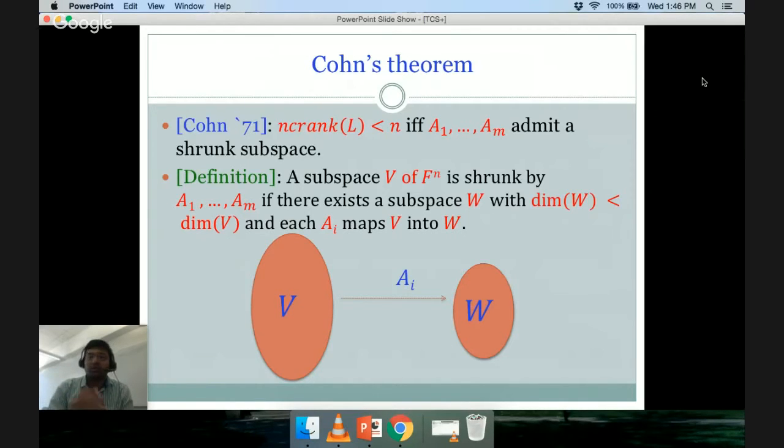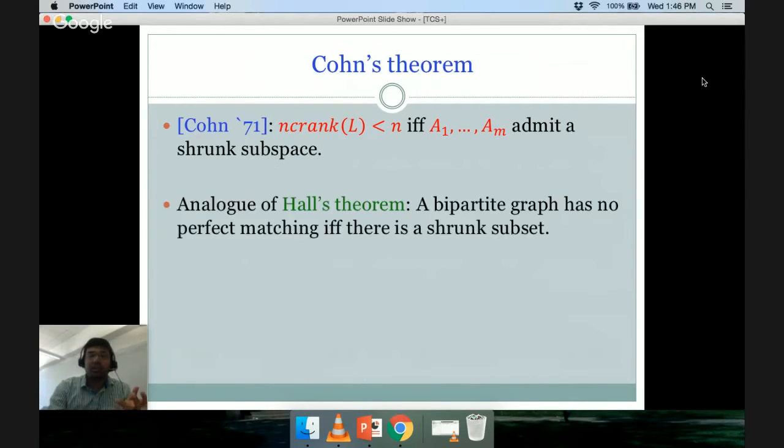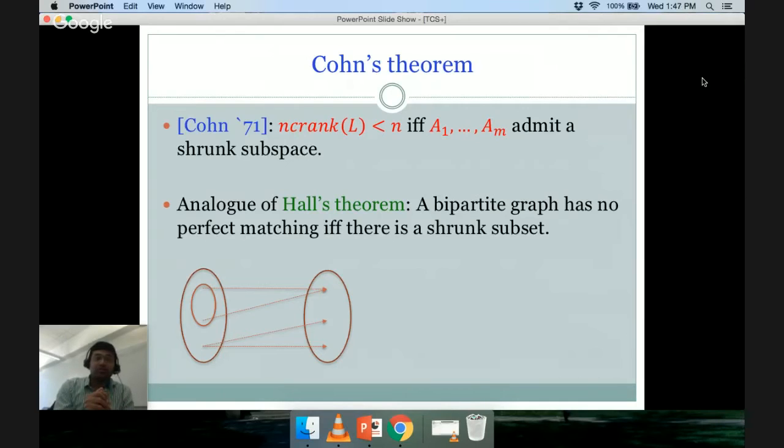This is really an analog of Hall's theorem for bipartite matching. What Hall's theorem says is that a bipartite graph has no perfect matching if and only if there is a shrunk subset of vertices. For example, look at this 3x3 bipartite graph. Two of the vertices on the left side are mapped into a single vertex. That means they are shrunk into a smaller size subset, and clearly this means that this graph cannot have any perfect matching. You cannot match these two vertices to two different vertices on the right hand side.